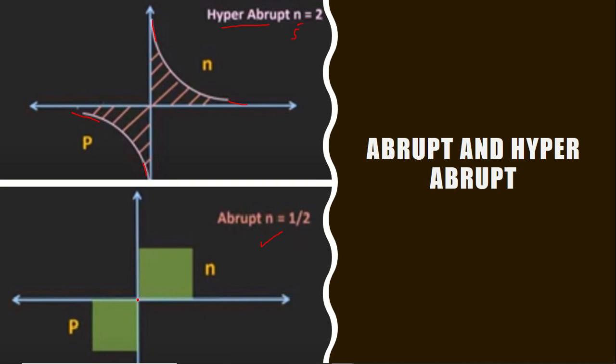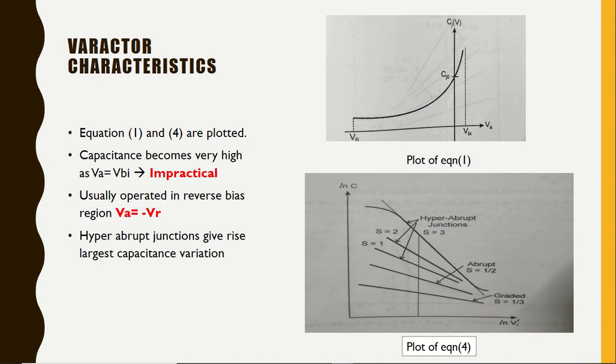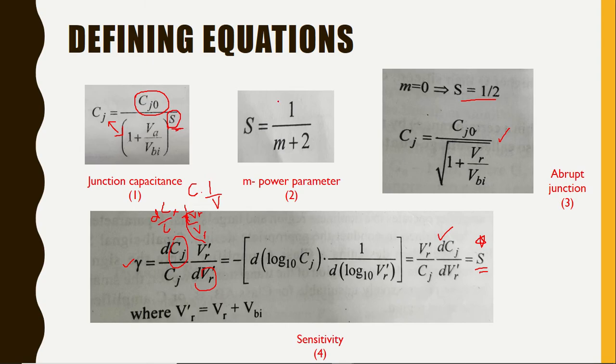And this diagram we saw already. It is the formation of abrupt junctions and non-abrupt junctions. Now why are those abrupt and non-abrupt junctions important? Now if you see here, we'll just see the two graphs with respect to those equations. This is a plot of equation 1. Equation 1 is this one. So as voltage increases, capacitance decreases.